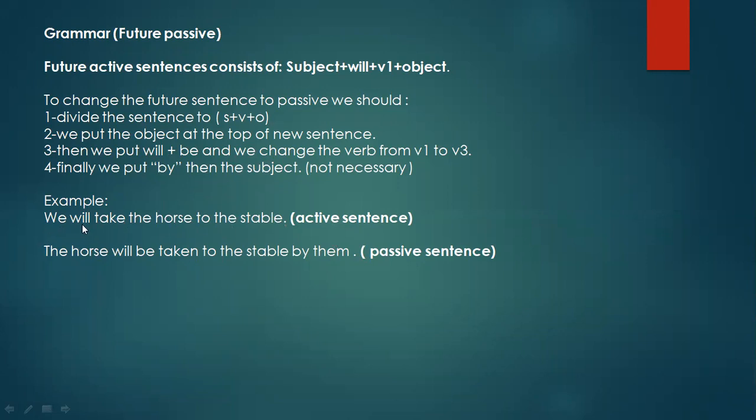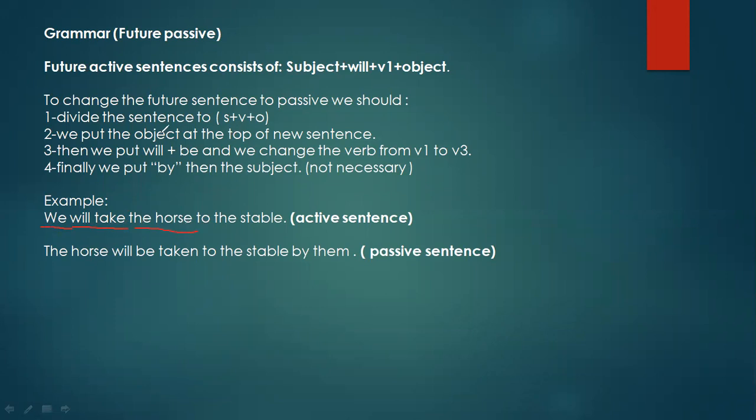As we see here in this sentence, we will take the horse to the stable. So here the subject is we, the verb is will take, and the object is the horse. Okay, let's do it with the pen. Here we have we, which is the subject, will take, which is the verb, and the horse is the object.